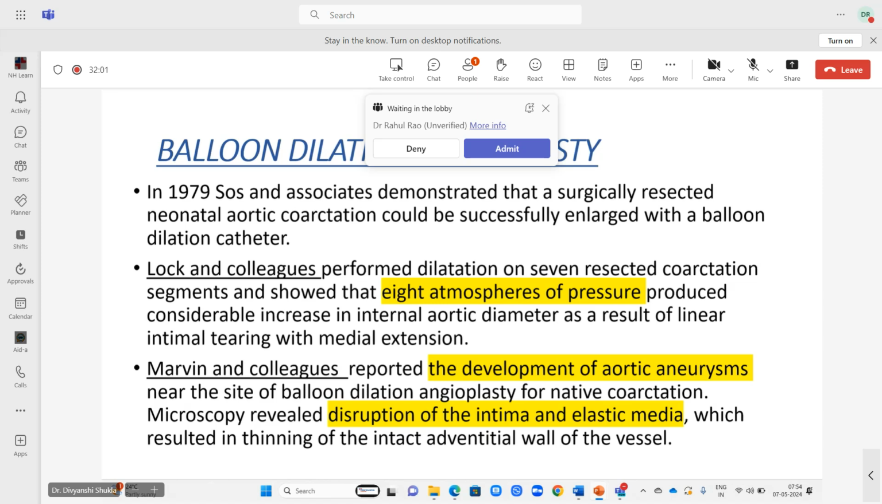Marvin and colleagues reported development of aortic aneurysm near the site of balloon dilation angioplasty for native coarctation. Microscopy revealed disruption of the intima and elastic media, which resulted in thinning of the intact adventitial wall of the vessel.